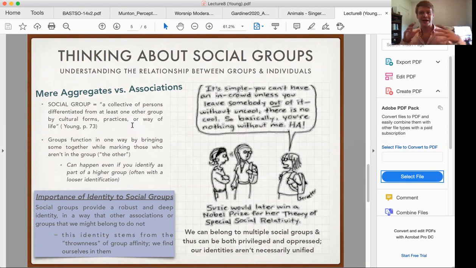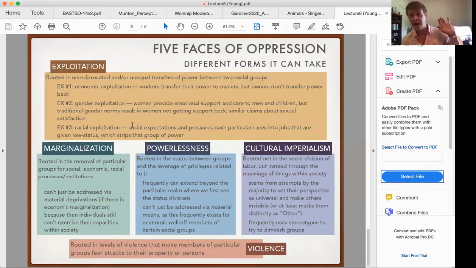People who are brown-eyed don't get together and have brown-eyed people meetings. They don't have brown-eyed people holidays, right? So we can talk about all of the brown-eyed people as a mere association, right? They're not a social group because they don't share practices, cultural forms, or ways of life together, right? So a social group is distinct from a mere aggregate because of these cultural practices and these norms that those people accept. Okay.